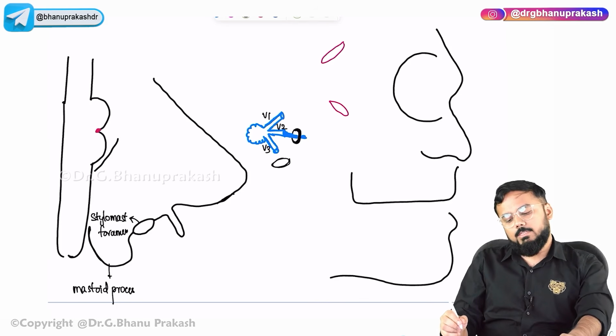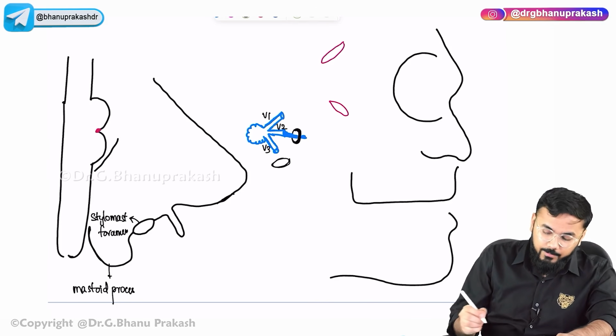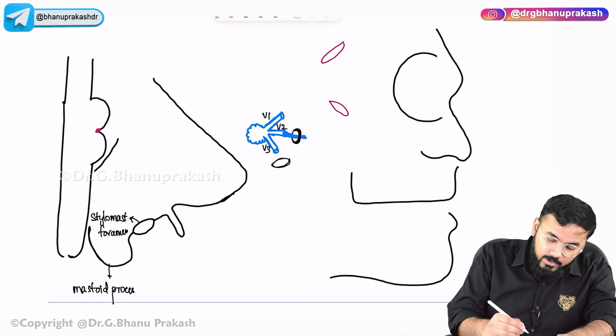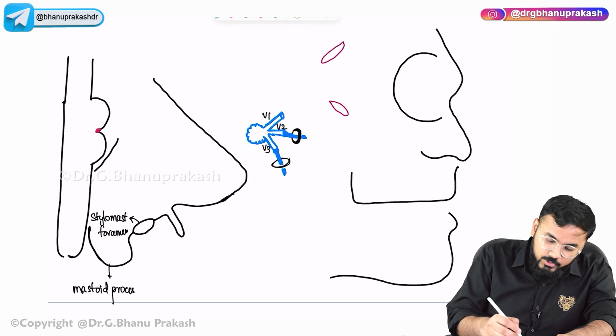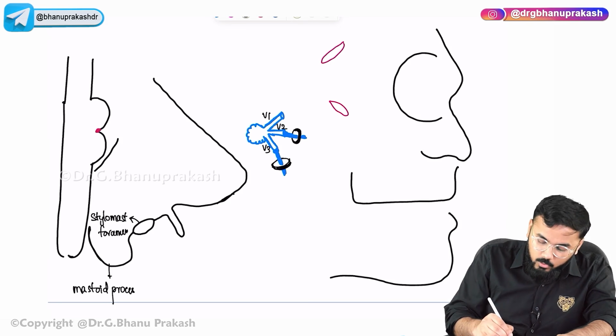This maxillary nerve is coming out of which foramen? Foramen rotundum. In the same way, you see the last nerve over here. What is this? This is your mandibular nerve. Your mandibular nerve is coming out of which foramen? Yes, this foramen over here is called foramen ovale.